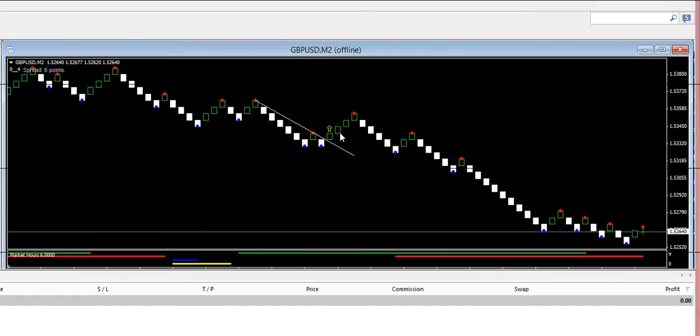Okay, so this entry was very easy. It went for 15 pips. As you can see, 3 of these boxes times 5 pips each, so it went for about 15 pips. After that, we had a downside break at this location here.